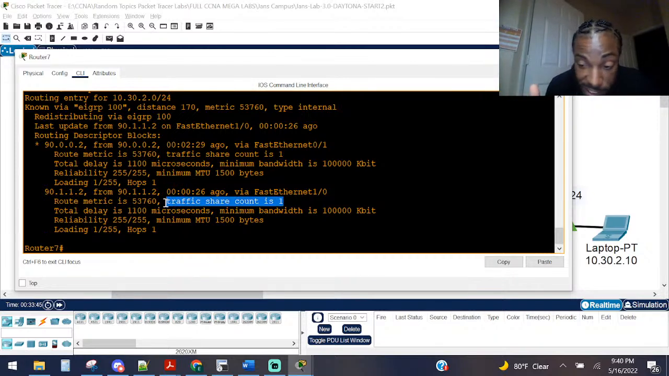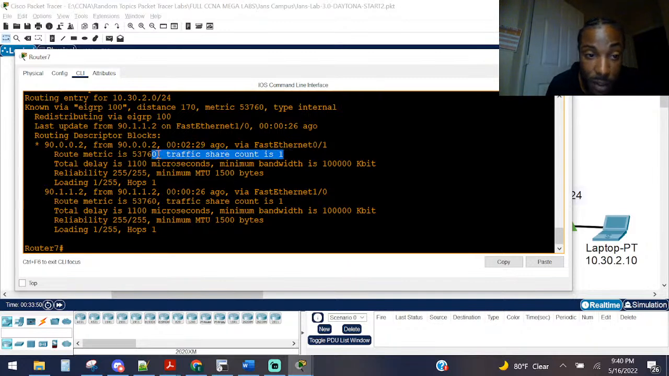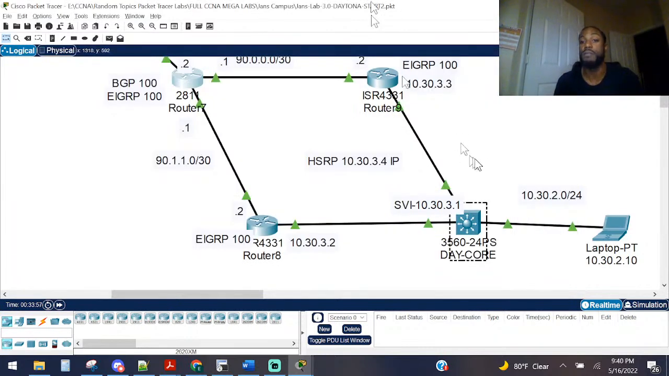And y'all know I typically like to cut this stream off in about an hour. But yeah, right there, the traffic share count, they're pretty much equal. They're equally taking the traffic. So he got 2 ways to get there now.